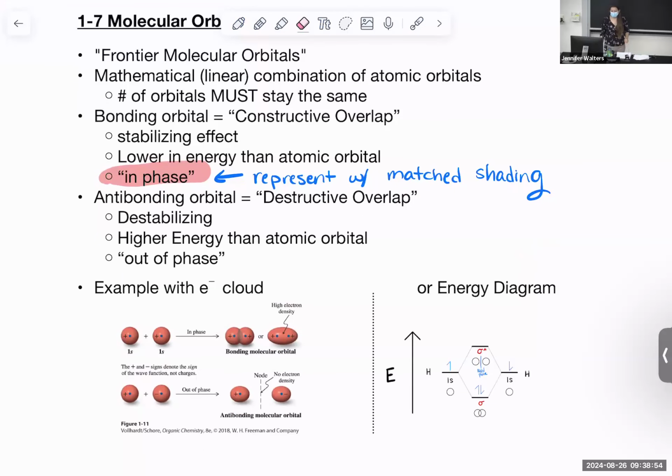The anti-bonding orbital is the destructive overlap. It is destabilizing, so therefore it is higher in energy. That is going to be out of phase, meaning that they are mismatched, not matched, with the shading. And that just means that they are not compatible.